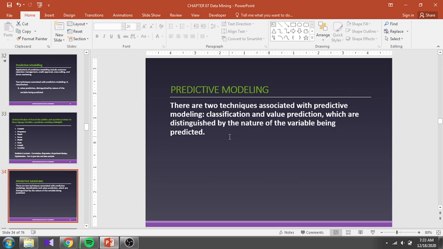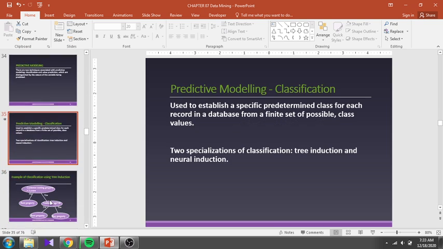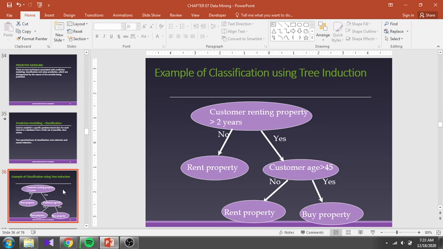On predictive modeling, there are two techniques: classification and value prediction, which are distinguished by the nature of the variable being predicted. We are going to predict, actually. Classification is used to establish a specific predetermined class for each record in the database from a finite set of possible class values. A specialization of classification is tree induction and neural induction. I think this one you can see more clearly.